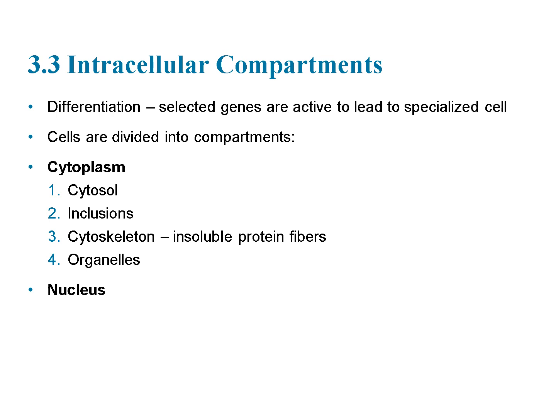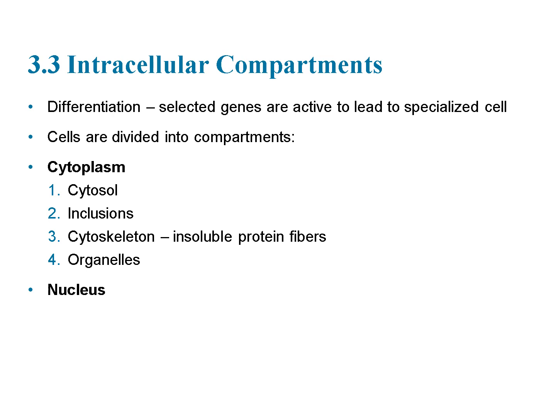First, let's talk about differentiation, a fascinating process where specific genes in a cell become active, leading to the development of specialized cells. Think of it as the cell's way of becoming an expert in a specific job, like a muscle cell contracting or a nerve cell transmitting signals. Now, cells are organized into compartments, each with specific roles to ensure the cell functions properly.